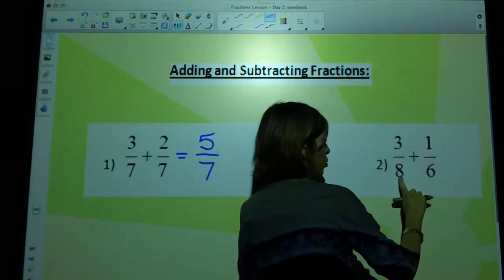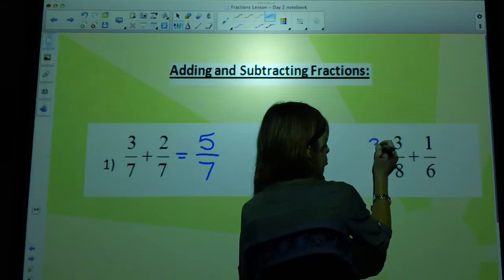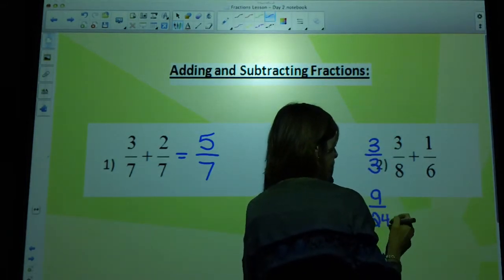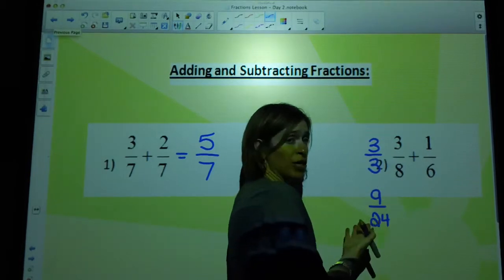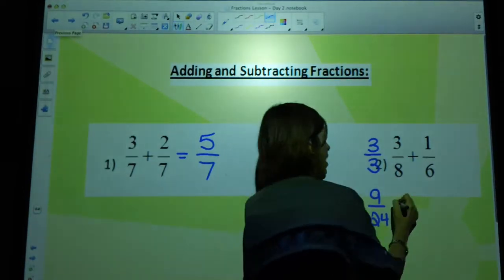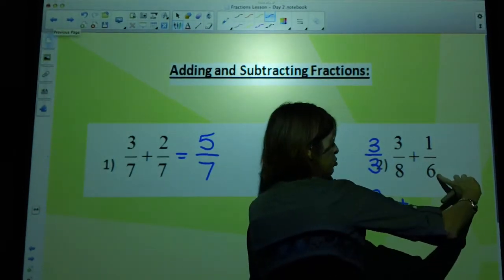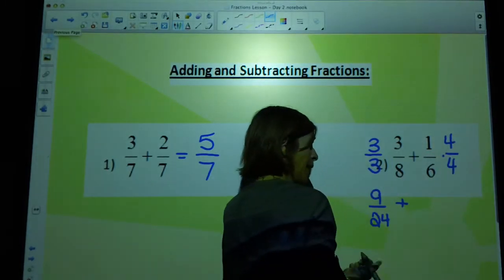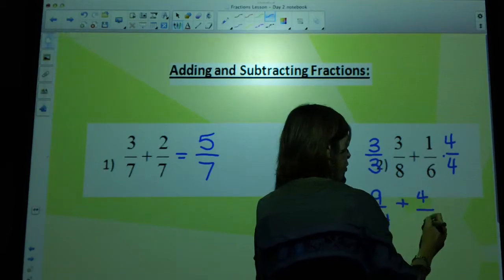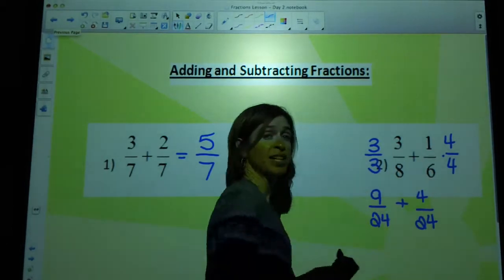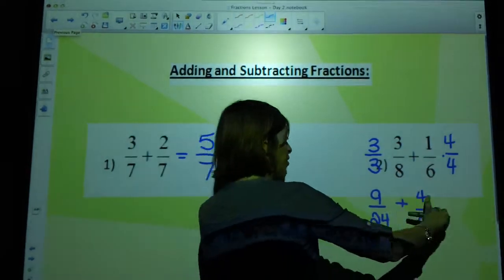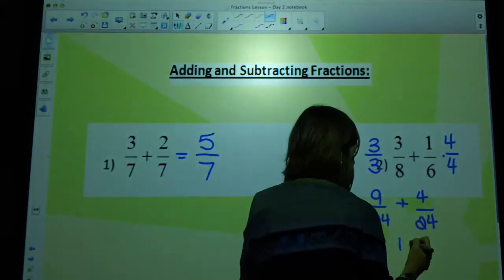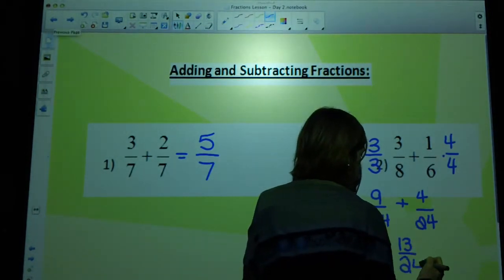To make 8 into 24, I'd have to multiply this side by 3 over 3, and so I get 9 over 24. It is the exact same fraction, just not as reduced. On the other side, to make this 24, I'd multiply by 4 over 4, so this becomes 4 over 24. Now that the denominators are the same, we add the numerators and keep the denominator. So 9 plus 4 gives me 13 over 24.